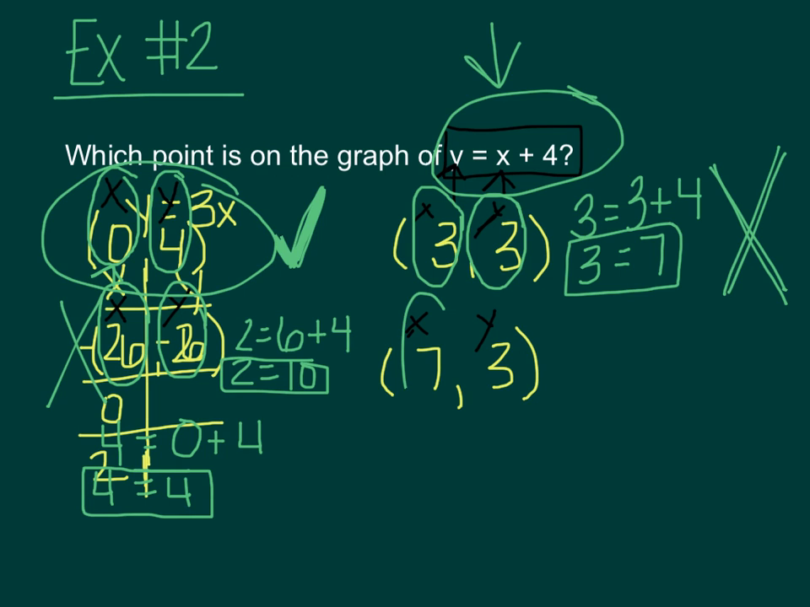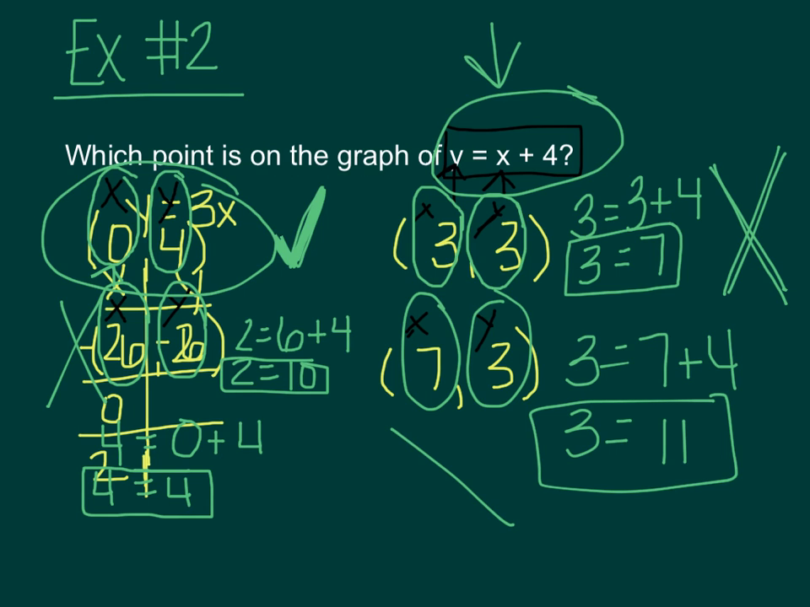Last one, we put in a 7 for x, a 3 for y. 3 equals 7 plus 4. 3 equals 11. Not true. So, only our first point would be on the graph.